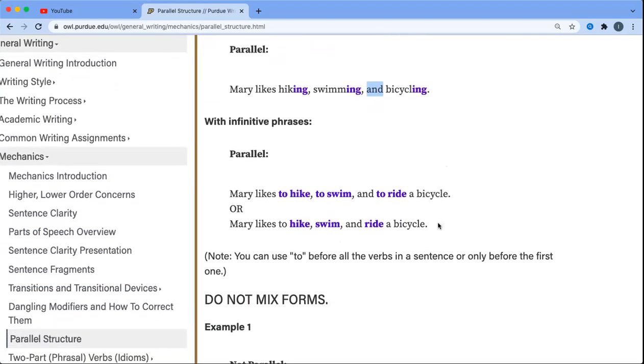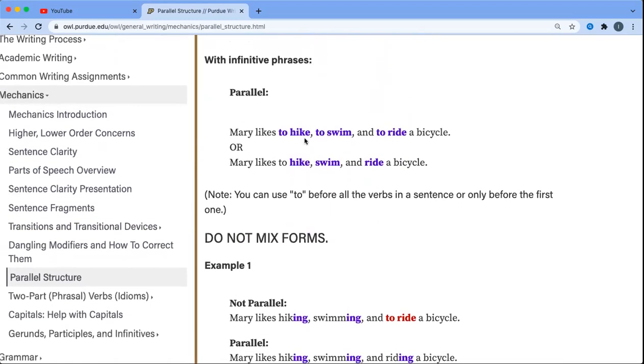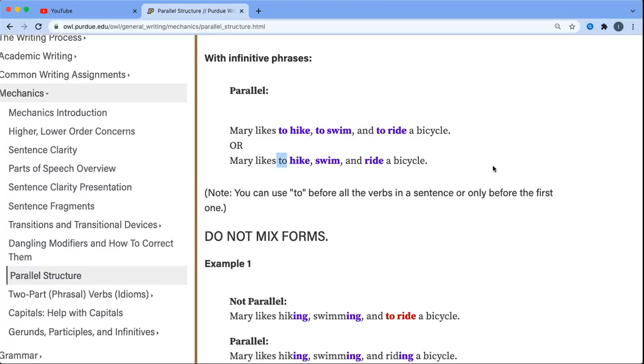If you have an infinitive, which is the next nature, you must continue with the same pattern to keep that balance within your sentence. For example, say, Mary likes to hike, to swim, and to ride a bicycle. Your sentence is parallel, is correct. It is okay if you do not repeat "to", because it is the same in all of them. You put it before the first part. You can say, Mary likes to hike, swim, and ride a bicycle, which is okay, no problem, to avoid repetition.